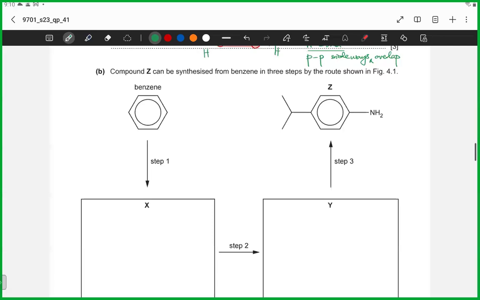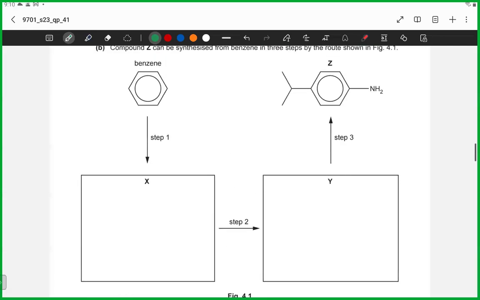So you've got a benzene and there's a whole reaction scheme that's given. So you have to go from this benzene all the way to this thing over here, and there's an amine that's getting attached to it.